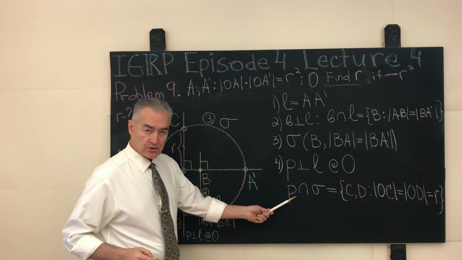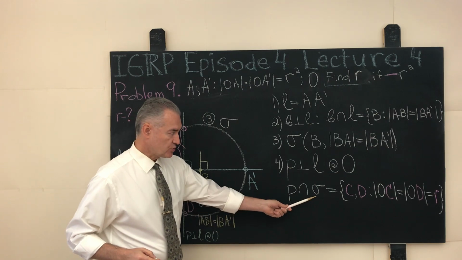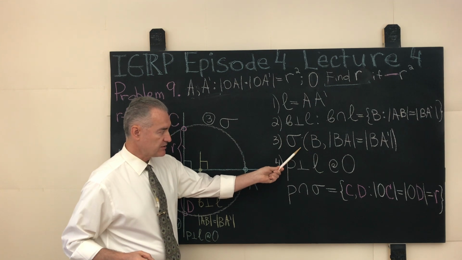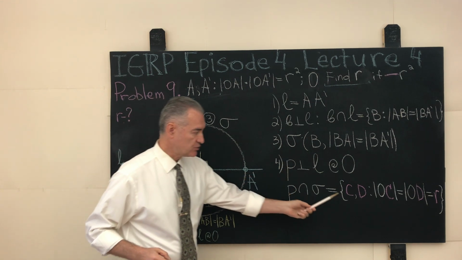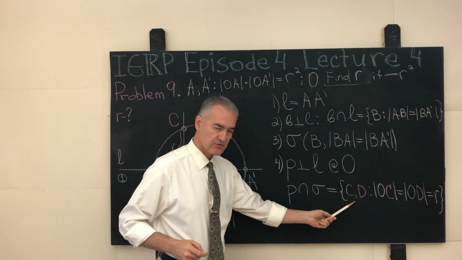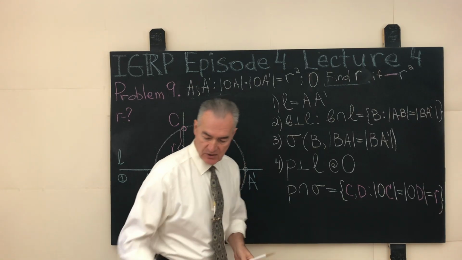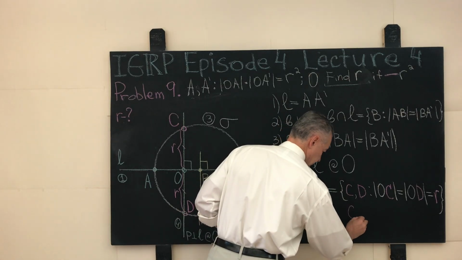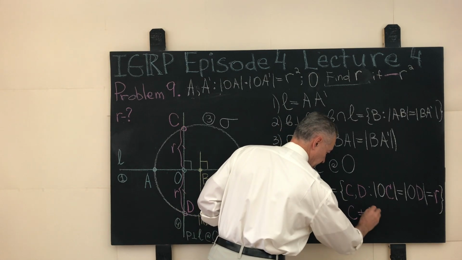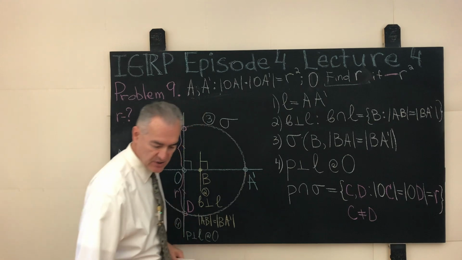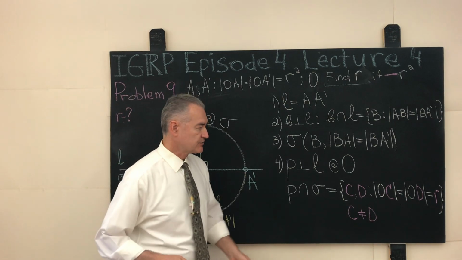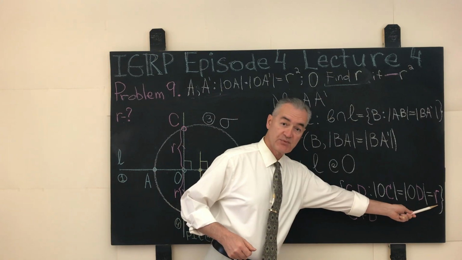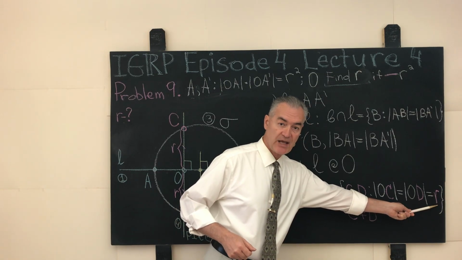The perpendicular P intersects the circle sigma that we constructed in the third step at 2 points, C and D. Technically, you can write C is not equal to D, if you want to be overly pedantic. And the distance from the point O to the points C and D is one and the same, and it is precisely the distance sought after.